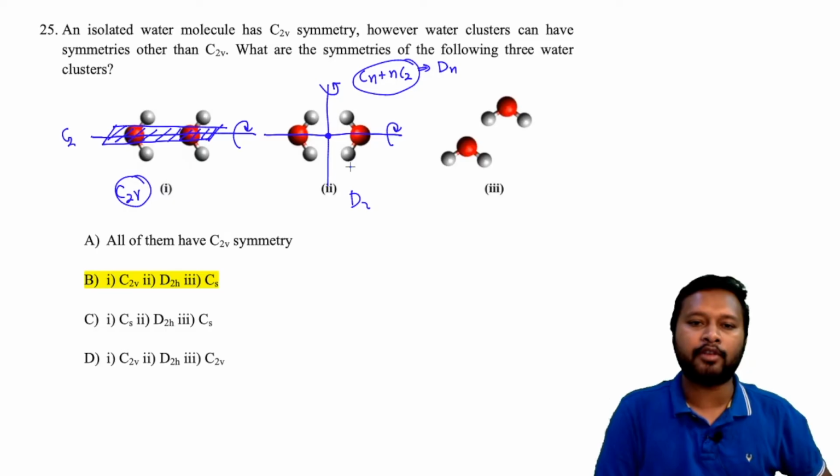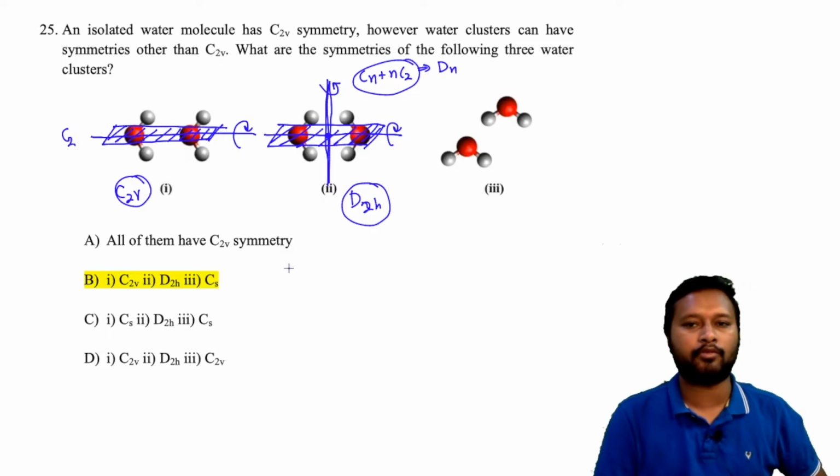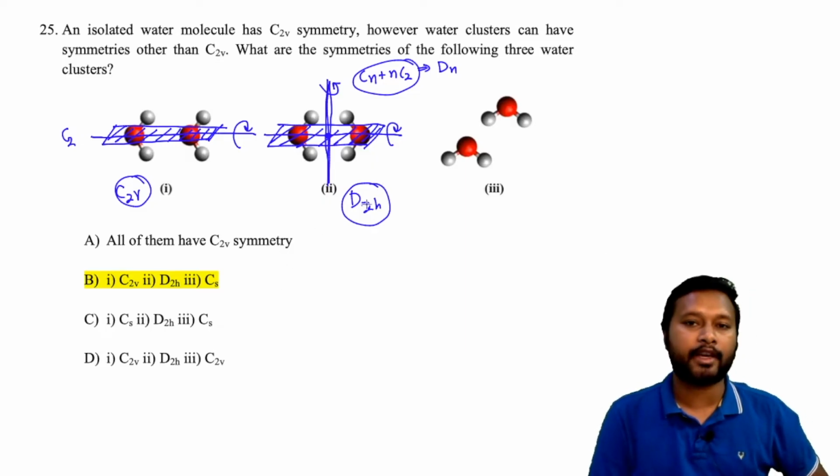Now do you have a horizontal plane? For that you have to see which is the principal axis. So let's assume that this particular axis is the principal axis. Now we have a plane which is like this, right? And this plane is bisecting the molecule into 2 equal halves, and this plane is perpendicular to the principal axis, and that's why the point group becomes D2h. So the first one is C2V, second one is D2h.